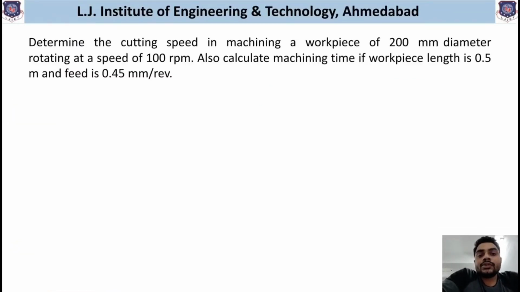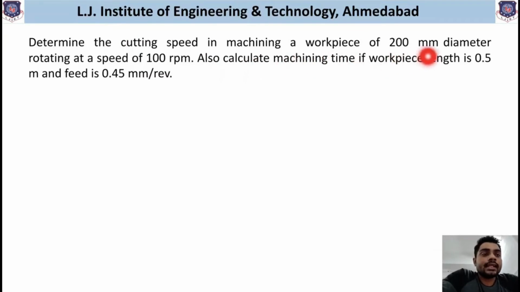of all, as I have told you in our examples of chapter 1, first try to understand the given data in the example. Then let us understand what they are asking in that example. And after that, using certain formula, solve the example. So now starting with our first example, the details given are: first, determine the cutting speed in machining a workpiece of 200 diameter. So first of all, what they have asked is we need to determine the cutting speed. So the final answer that they require is the cutting speed.